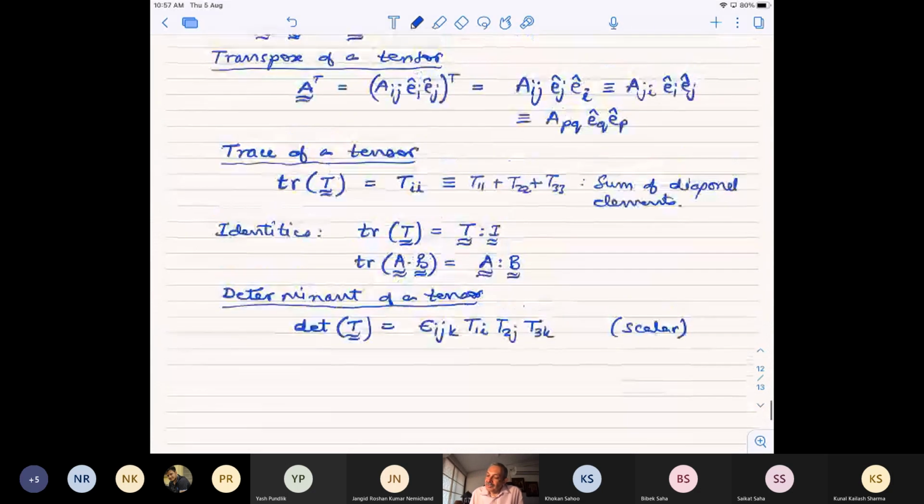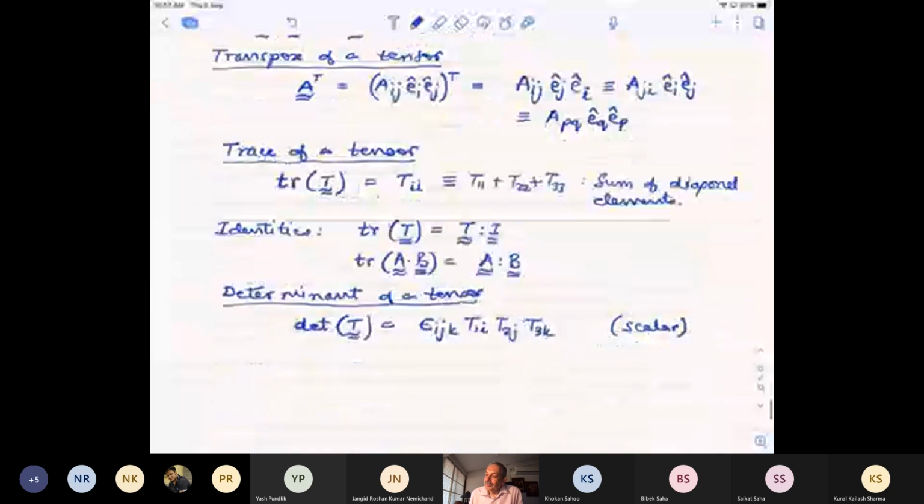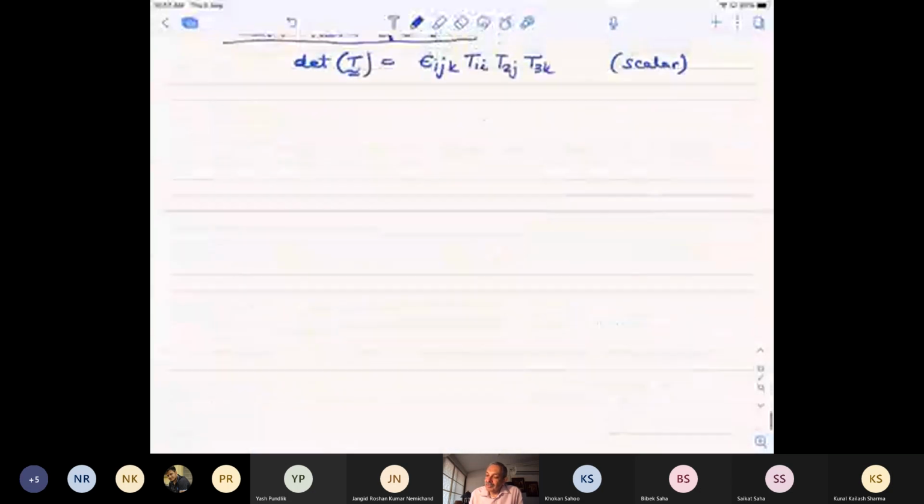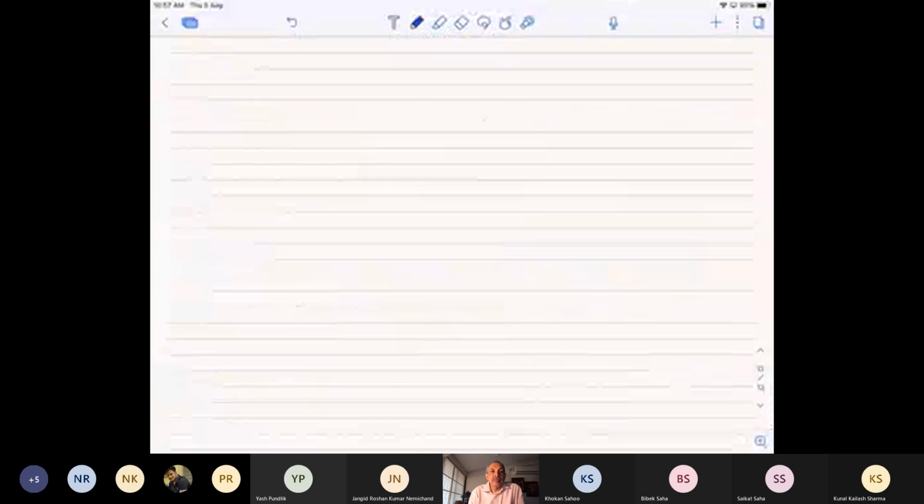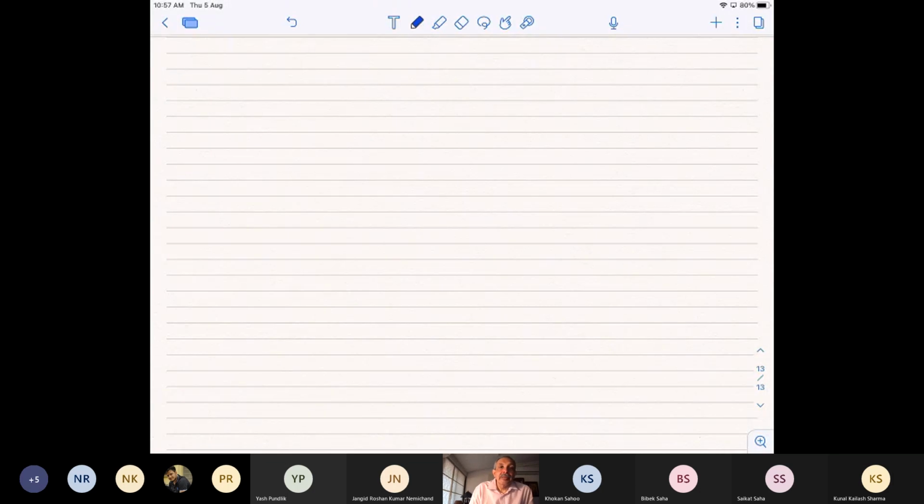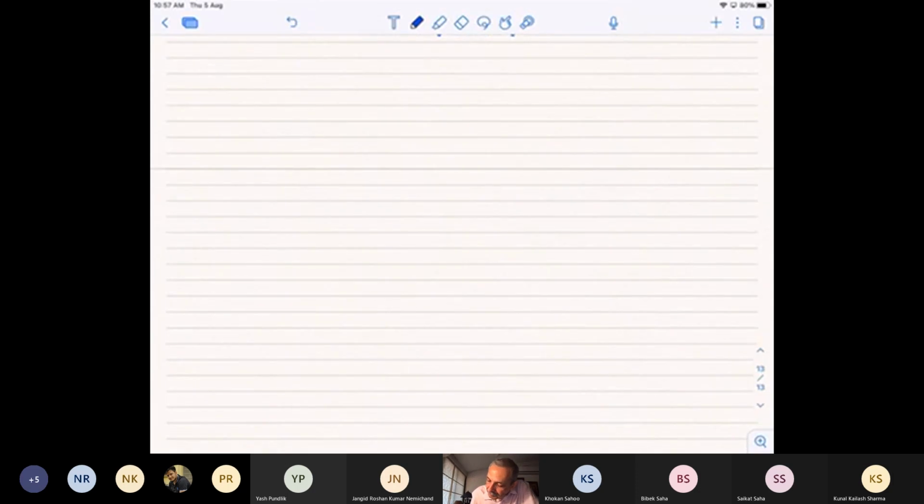Okay. So with this, this is a sort of brief review of various tensor operations. And so with this, I will end the vector and tensor operations. That is just the algebra part. Then let me talk a little bit about differential operations.